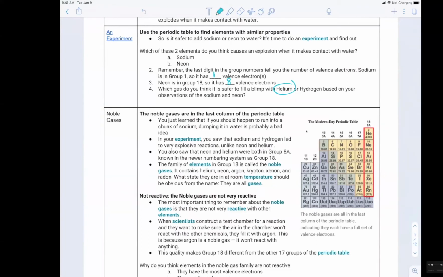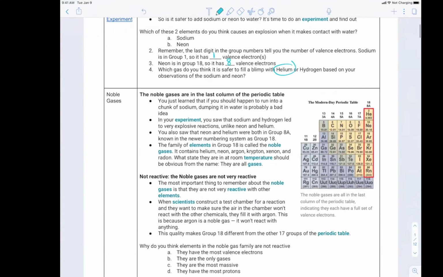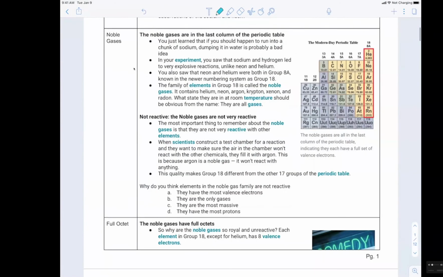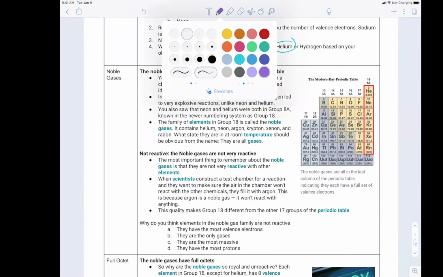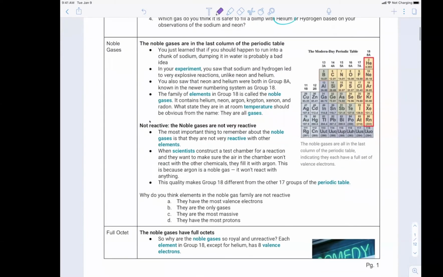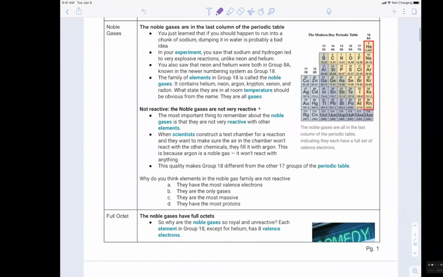Today we're going over these different groups on the periodic table. The first group we're going to go over are the noble gases. There's a lot of words here, but I'm just going to highlight the most important things about these groups. The noble gases are not very reactive. They're the least reactive elements on the periodic table, and these are all in group 18.